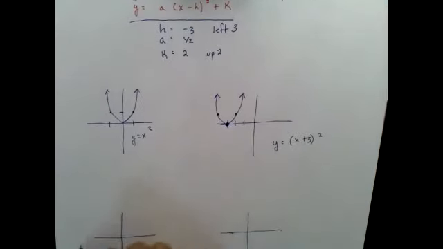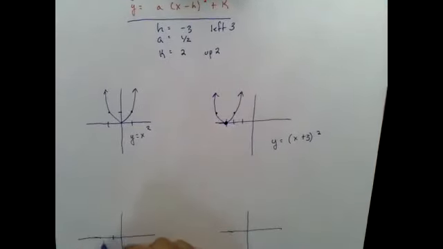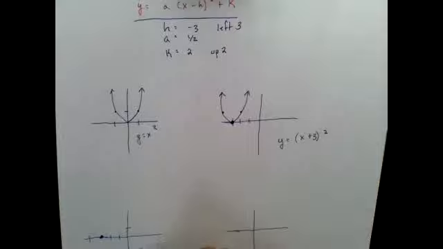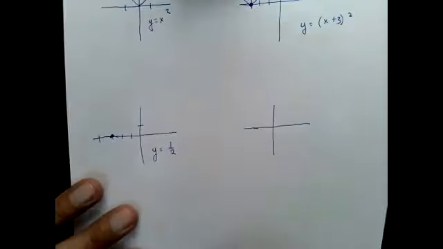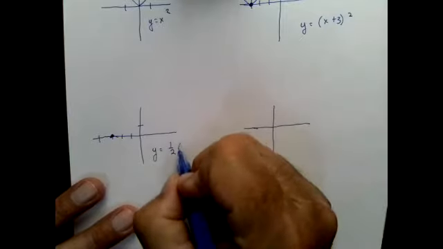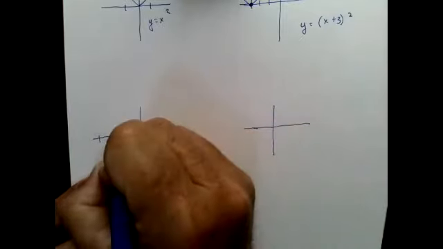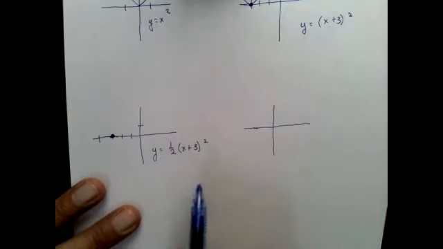Some of you are getting pretty good at this, hopefully. 1, 2, 3, 4, 1. I'm now at the left 3. I'm going to take a look at my amplitude, which was 1/2, x plus 3 squared. So that point didn't change.